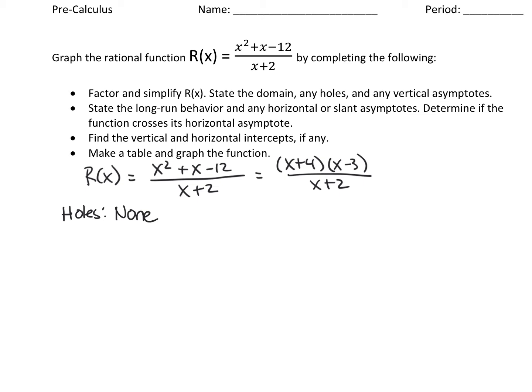For our vertical asymptote, we're going to find that by setting our denominator equal to 0. So in this case, we'll have x plus 2 is equal to 0, or our vertical asymptote is that x is equal to negative 2.